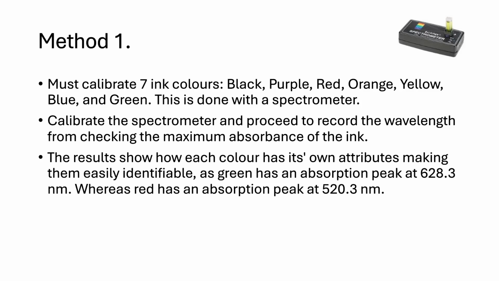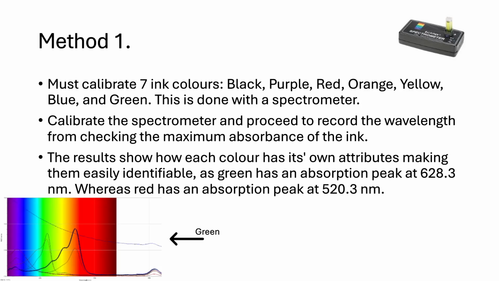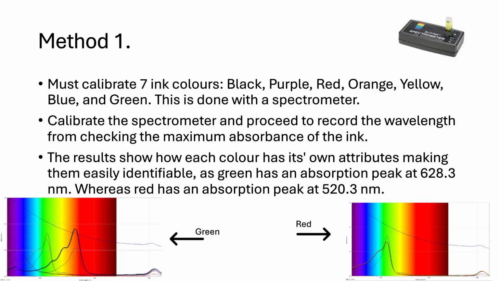And 2 examples I have chosen are green, which has an absorption peak of 628.3 nanometers, and this is because it mostly absorbs the red light, and so the green light is reflected back outwards. And that is also the reason why leaves are green, in a nutshell. And red, which has an absorption peak of 520.3 nanometers, and this is simply due to it being able to absorb red light. And these are the 2 examples.